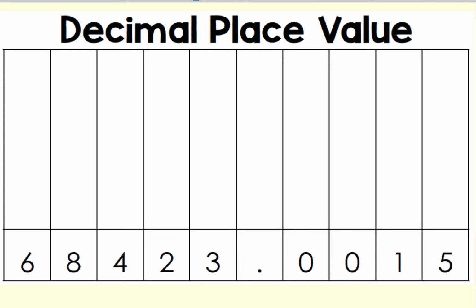So in this lesson, we're going to look at decimal place value just as a review. First, let's remember that the numbers to the left and to the right of the decimal point have different meanings. The first number on the left means ones. I have 3 ones in this number.